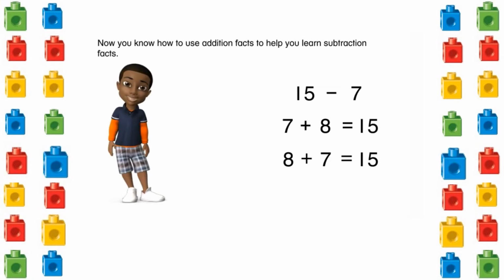Okay, so they showed you about fact families, right? If you know your addition facts, that 7 plus 8 equal 15, and 8 and 7 are 15, if you know those facts, you'll be able to figure out the subtraction pretty easy. If you don't have your facts memorized yet, that's okay. Remember, you have counters, you have a number line, okay? You have other tools that you can use.